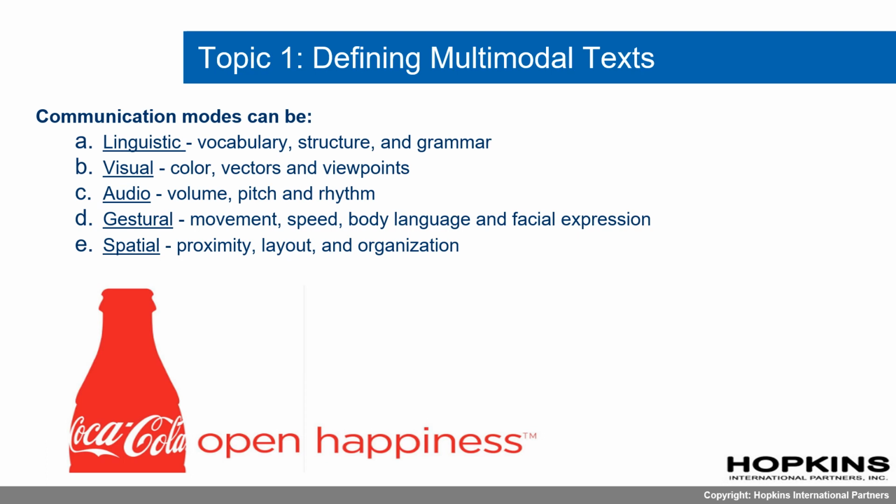Now look at the text Open Happiness again. When you place it next to the picture of a bottle, the meaning completely changes and it is quite clear that it is referring to opening a bottle of Coca-Cola. This would be using 2 communication modes, namely visual and linguistic. The use of 2 or more communication modes creates a multimodal text.